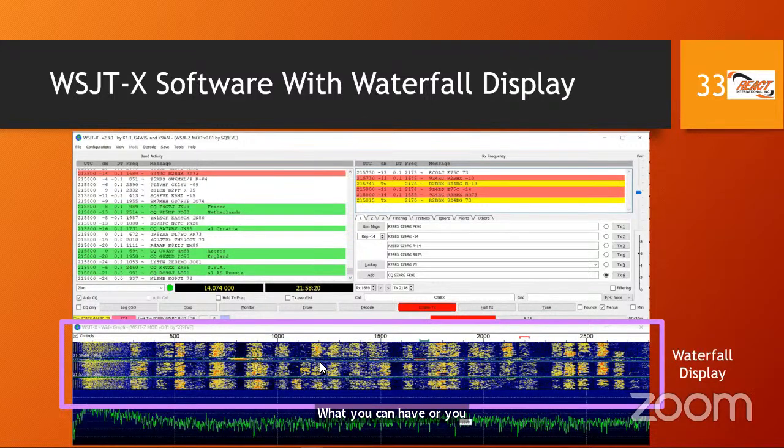So this waterfall is what you can see sometimes on some radios that have liquid crystal display screens. You can see the waterfall. And on a computer, you can see a much larger graphical representation of that waterfall.